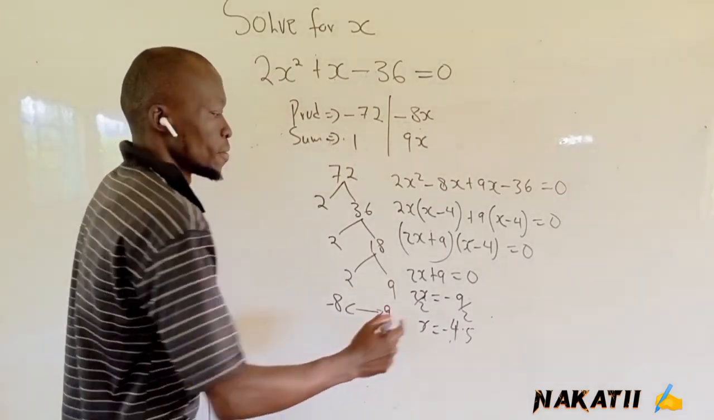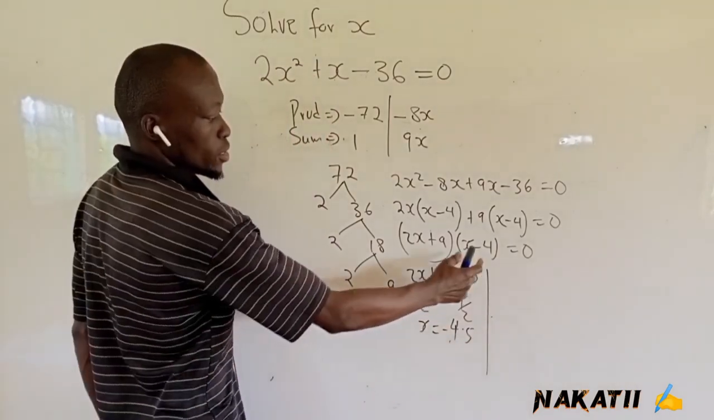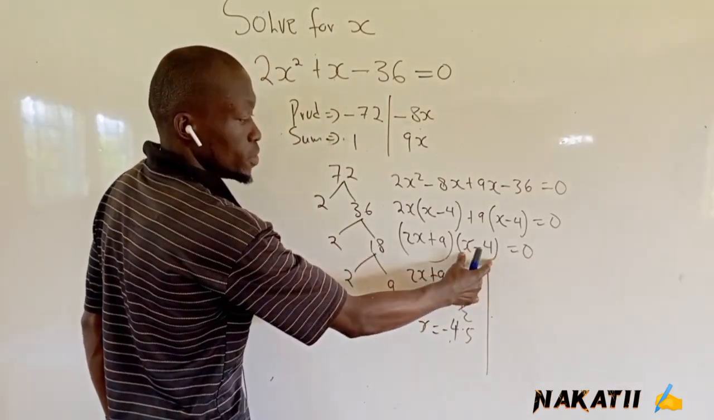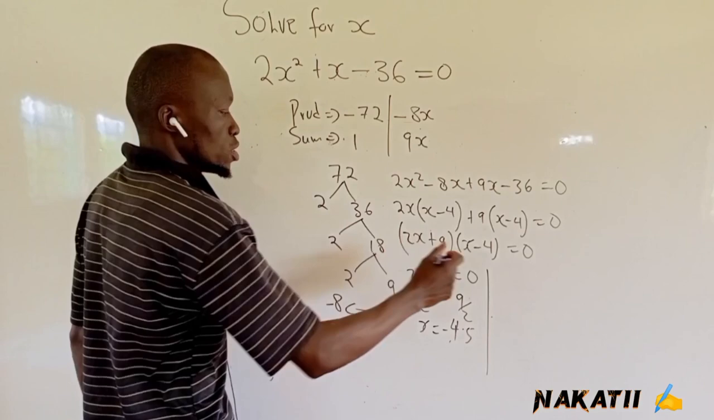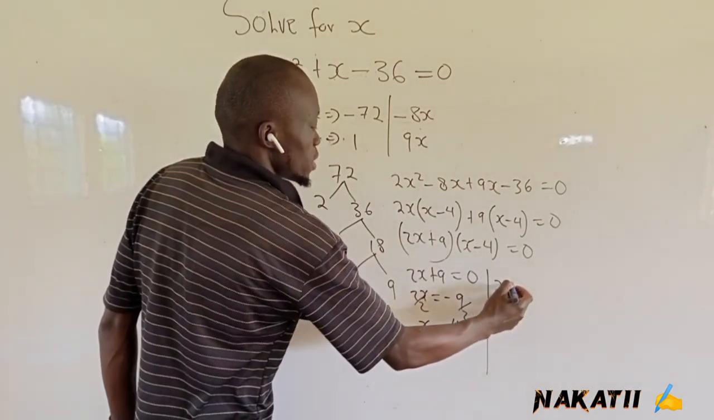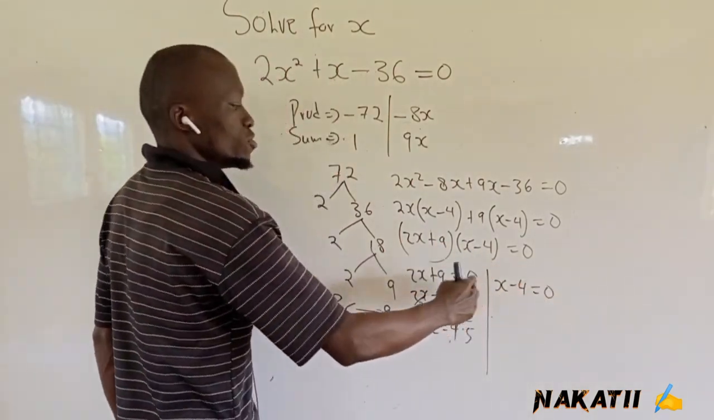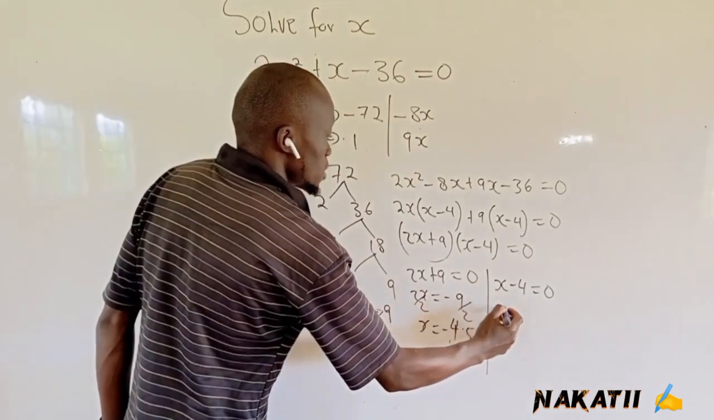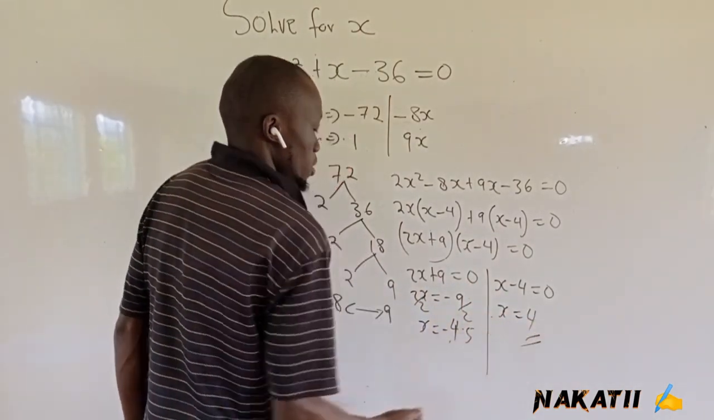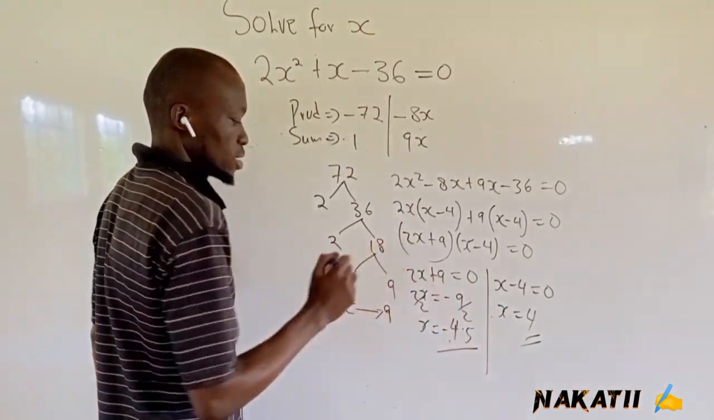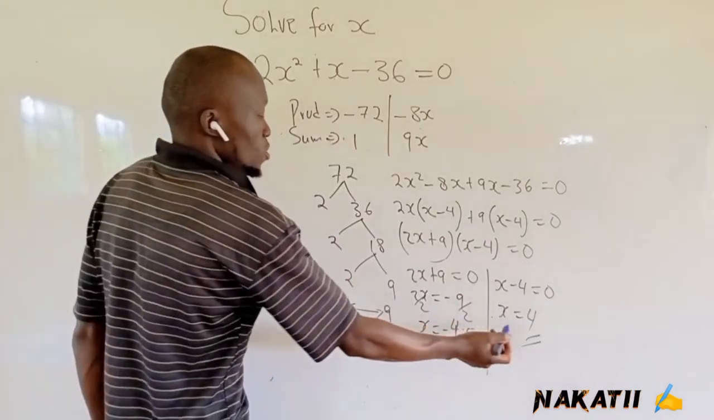Negative 4.5. Lastly, if this bracket is equal to 0, then it means also this bracket is equal to 0. Therefore, this will be x minus 4 is equal to 0. If you take 4 the other side, it means x will be equal to 4. The values of x are either x is equal to negative 4.5 or x is equal to 4.